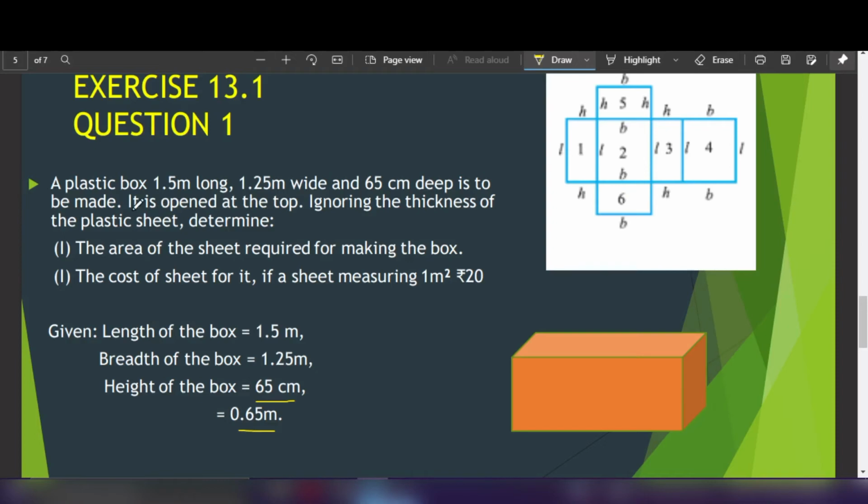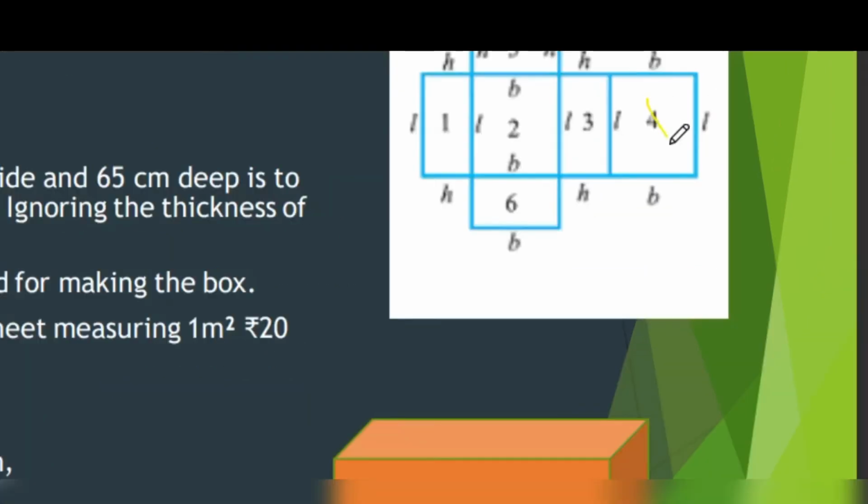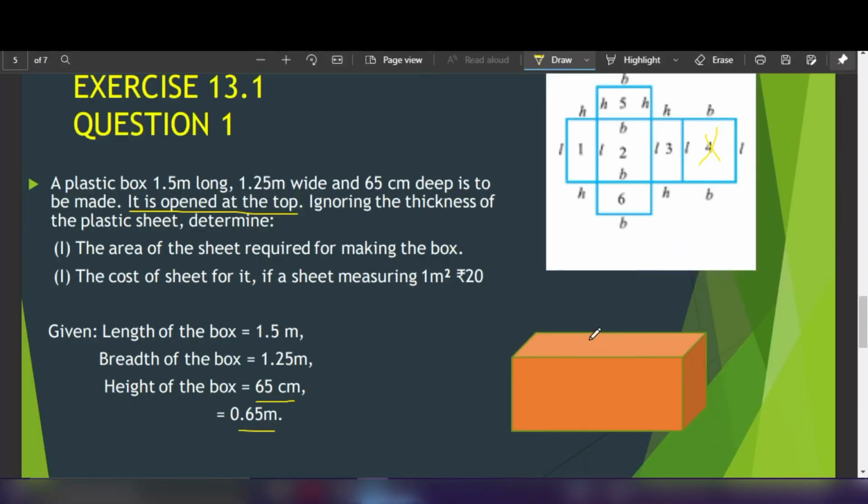And you have to consider the condition that it is open at the top. That means the box is an open box, so face 4, the top, will not be considered. So to find the area of the sheet required for making the box, you have to consider only the 5 rectangles, that is rectangle 1, 2, 3, 5 and 6. So now let's move on to the solution.